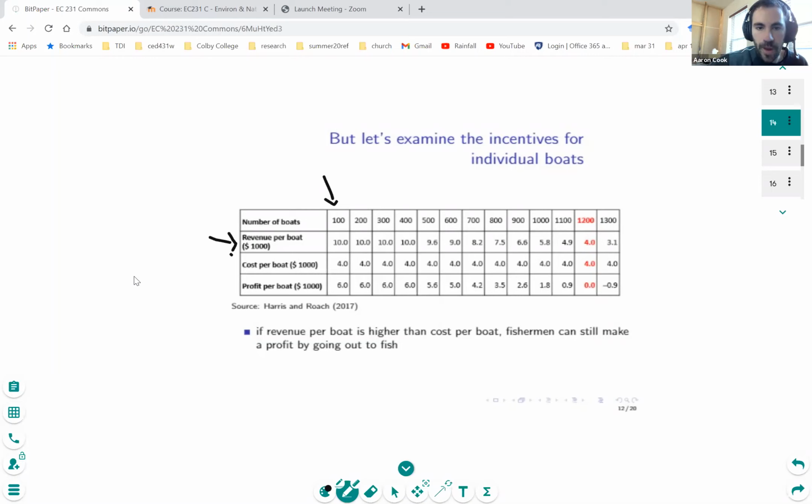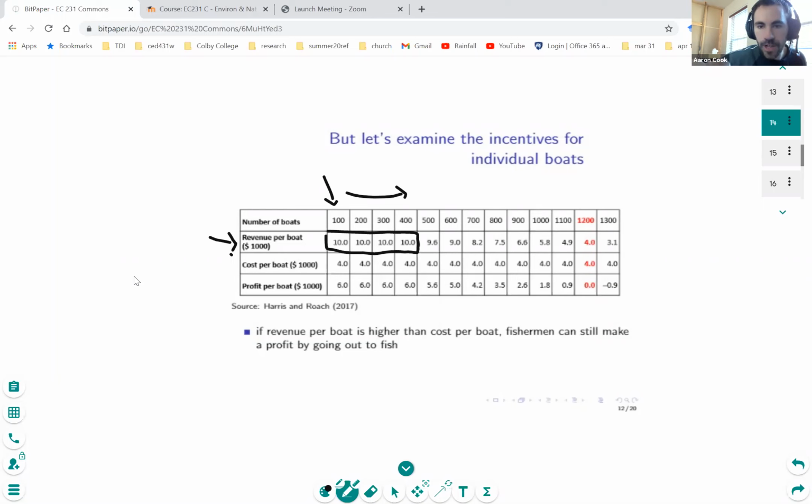So initially you have a constant increase. You have these revenues going up at a constant rate. So for the revenue per boat, each additional boat for the first 400 boats is able to get the same revenue because they're not generating any congestion. They're not competing with one another very seriously yet. They still have an abundant fish stock, and each boat is still able to catch 10 tons of fish and collect $10,000 of revenue per boat.